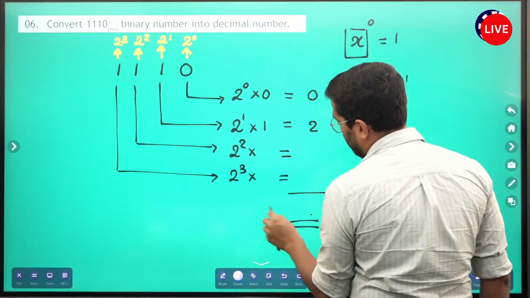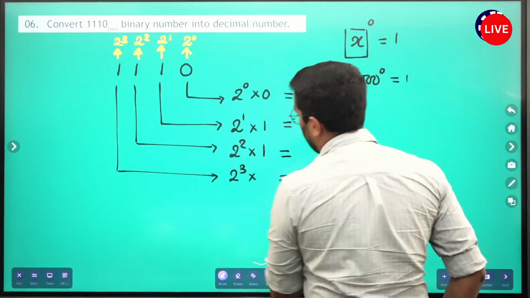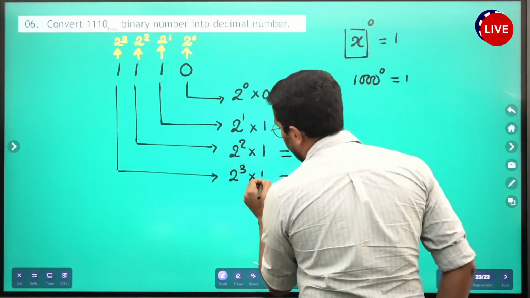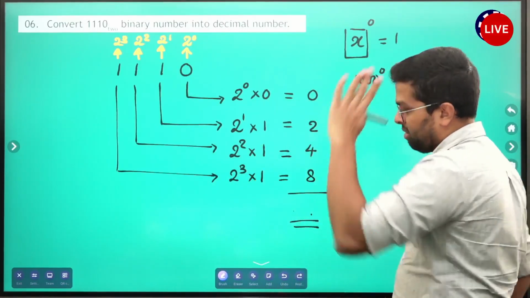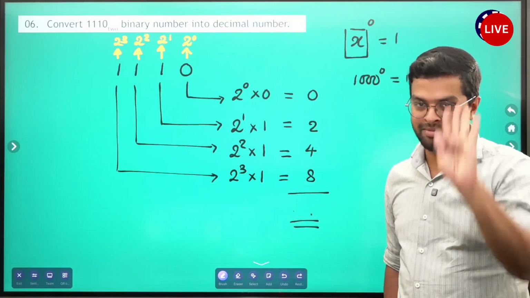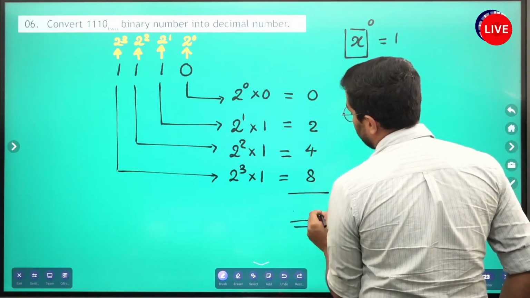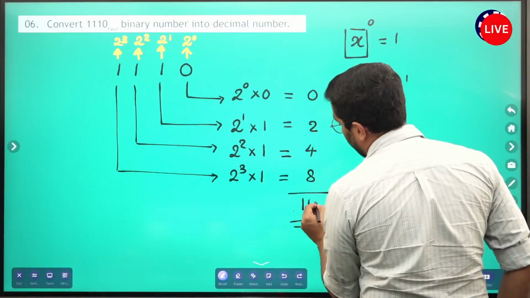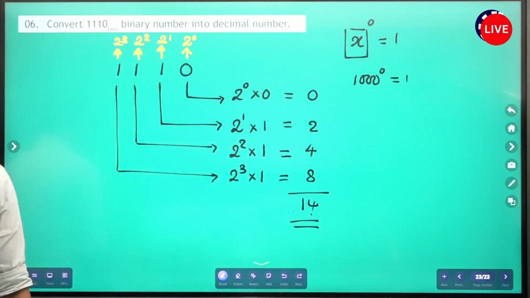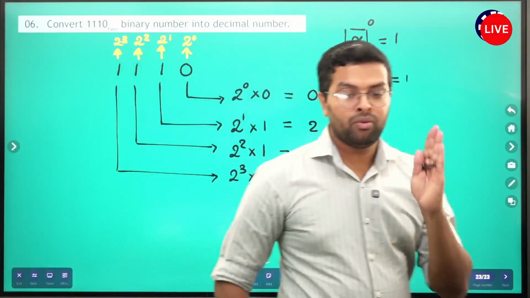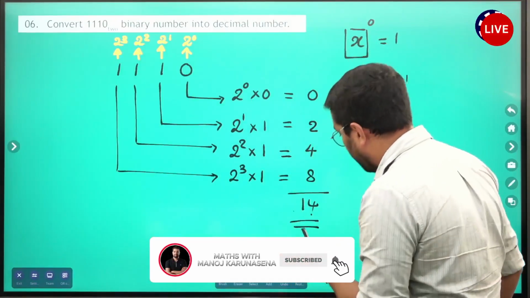Right. Made a mistake. Sorry. Right. 2 to the power 2 into 1. 2 to the power 3 into 1. 4, 8. Right. Now you get the correct answer. So 2 plus 4 is 6. 6 plus 8 is 14. So the decimal number is what? 14. Binary number is 1110. Decimal number is 14. Right.